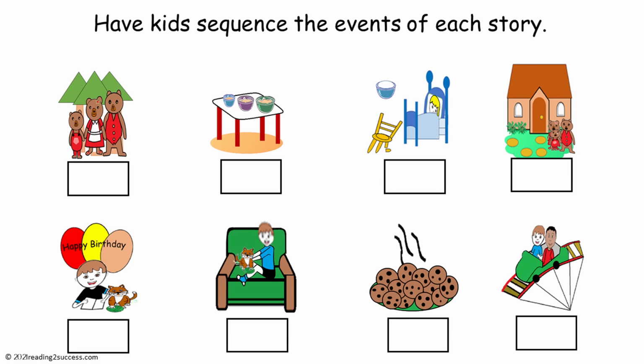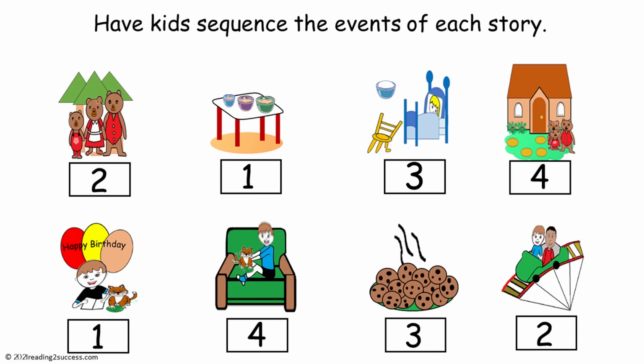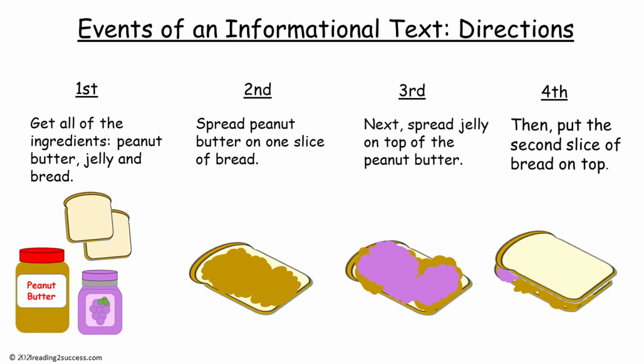Now have kids sequence the events of each story. And this is a completed example. Now have kids read the events of an informational text, specifically directions of making a peanut butter and jelly sandwich.